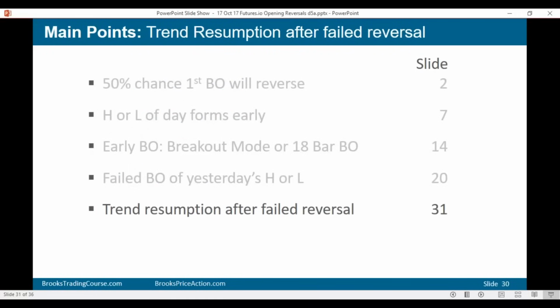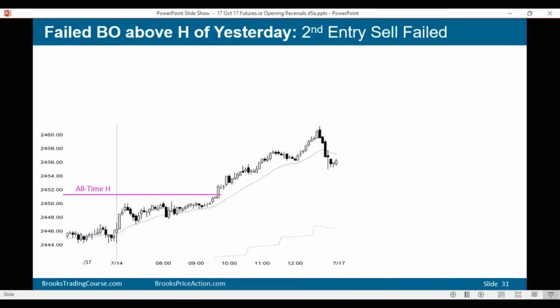Okay, I want to talk about one last thing before I take questions, and that is trend resumption after you get a failed reversal. So this is yesterday, we reversed down, and now we have a second reversal here or here. Let's say you took that short, what do you do?